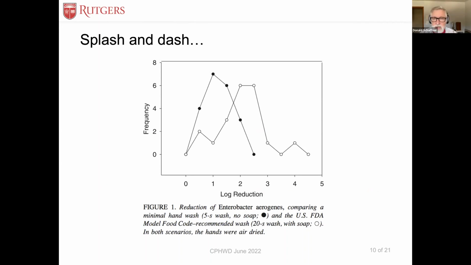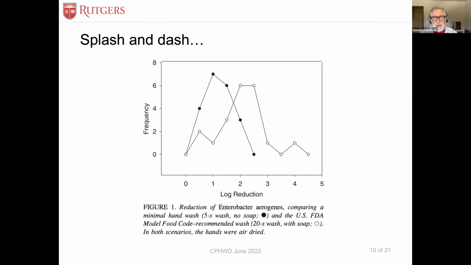And so what we see here is that based on the methods used in this paper, the splash and dash actually gives you about a 1 log reduction of the concentration of microorganisms on your hands. And a 1 log reduction, for those of you who are not used to thinking in logarithms, is about a 90% reduction. And so, removing 90% of the bacteria on your hands is pretty good. It's certainly better than nothing.